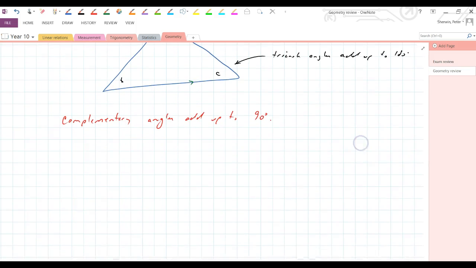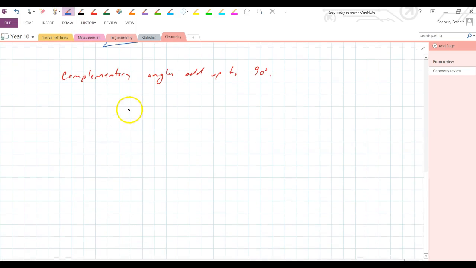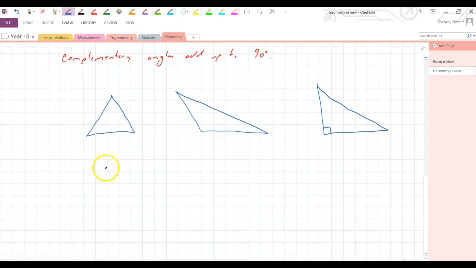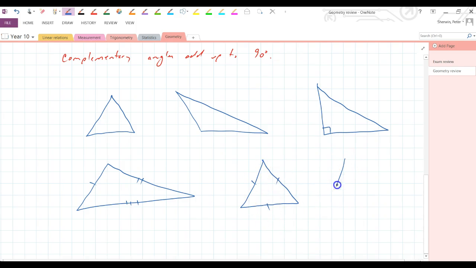Okay, now let's keep going with triangles. There's different types of triangles. There's what we call acute angle triangles, where all the angles are acute. An obtuse angle triangle, where one of the angles is obtuse. There's a right angle triangle, where one of the angles is a right angle. There's scalene triangles, where all three sides are different in length. There's an equilateral triangle, where all three sides are equal in length, and there's an isosceles triangle, where two sides are equal in length, and therefore the two base angles are also equal.